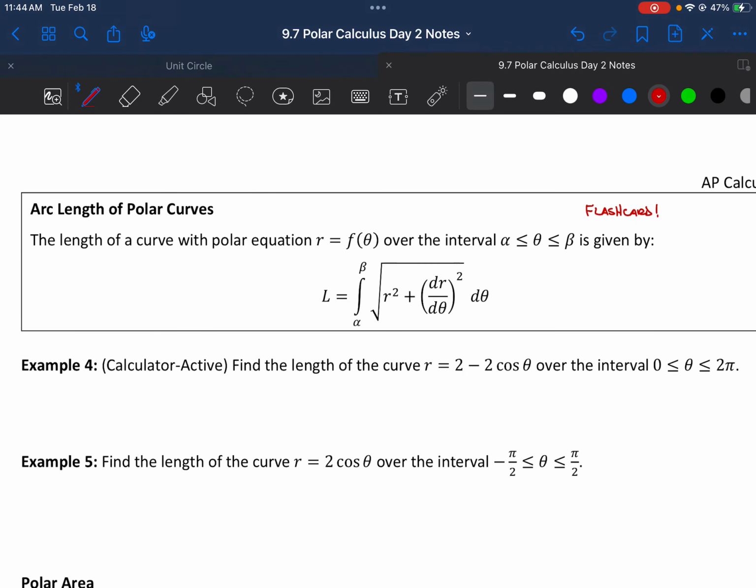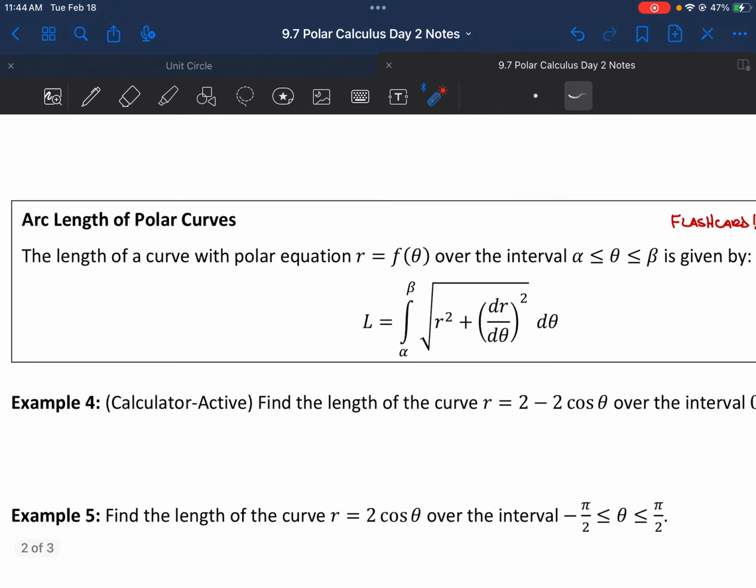All right. So the length of a curve with the polar equation r equals f of theta over the interval alpha to beta. So this is the Greek letter alpha, Greek letter beta. So we have some angle, our angles between alpha and beta. This is how we calculate the arc length of a polar curve. It's the integral from alpha to beta, square root of r squared plus dr d theta squared d theta.